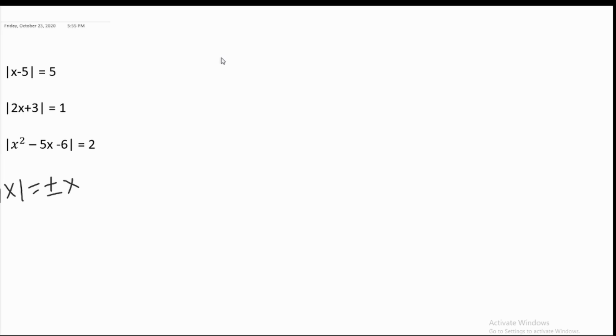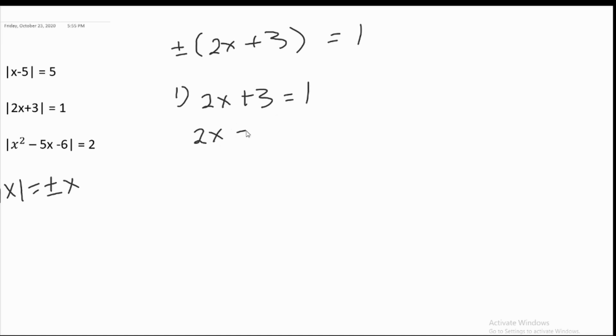So if you want to give it a try, solve it yourself first and then watch the video. So I'm assuming you gave it a go. We're going to solve it. Remember, plus or minus 2x plus 3 equals 1. Our first case, 2x plus 3 equals 1. And then we move the 3 to the other side. 2x equals -2. x equals -1.